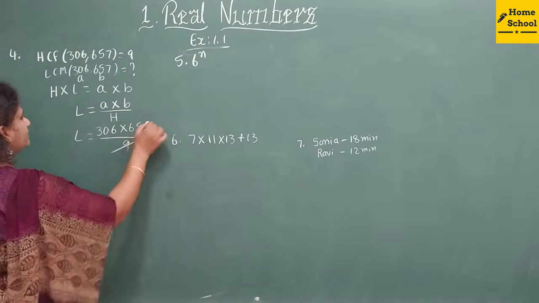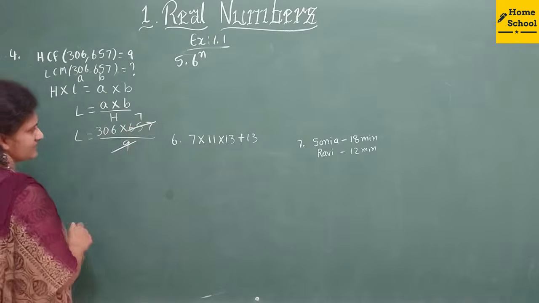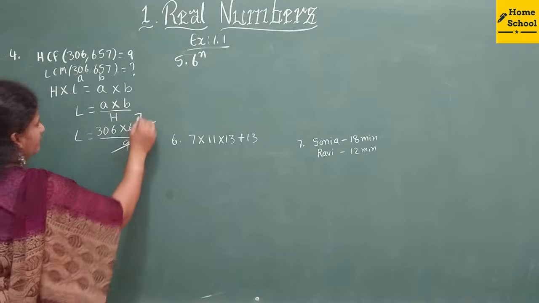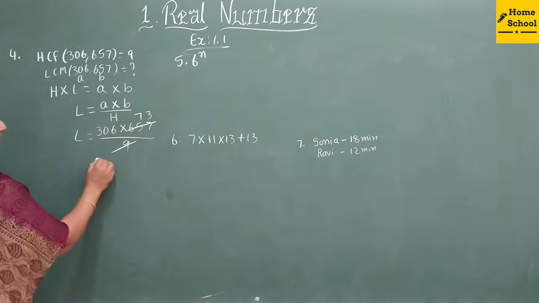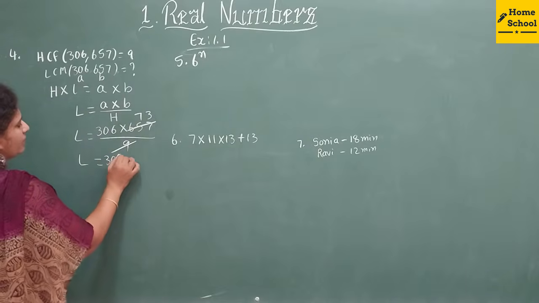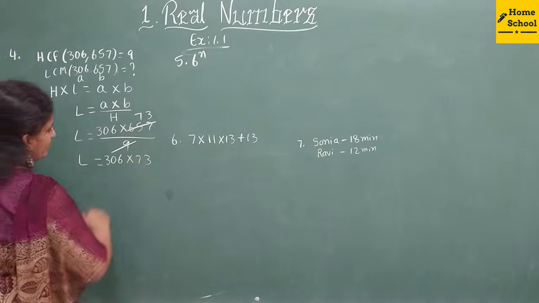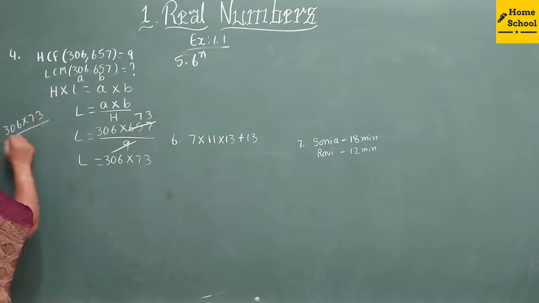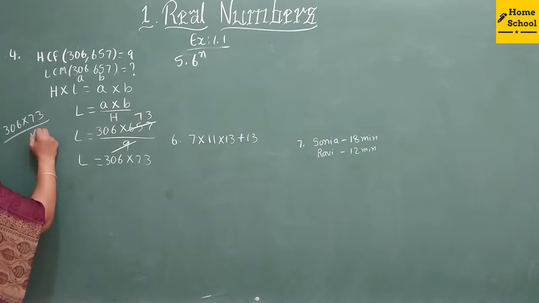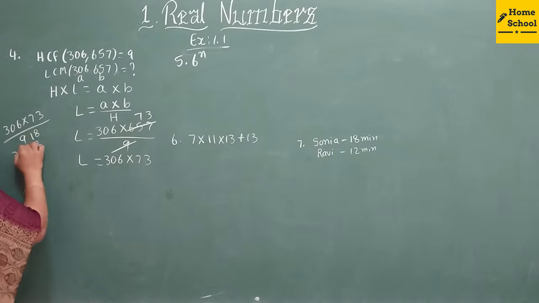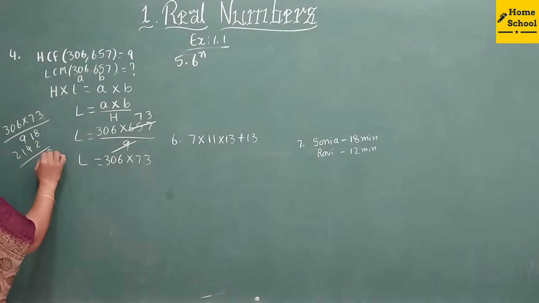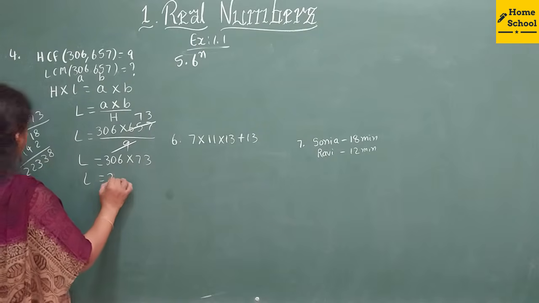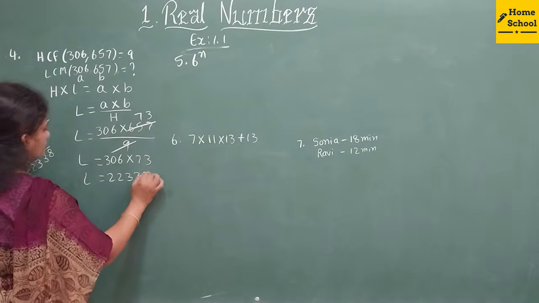Okay. 9 7s are 63, 2 left, 27, 9 3s are 27. Now what is LCM? Multiply 306 into 73. Just do the rough work aside. 6 3s are 18, 3 3s are 9, 7 6s are 42, 21. That is 8, 3, 2, 2. LCM of these two numbers is 22338.